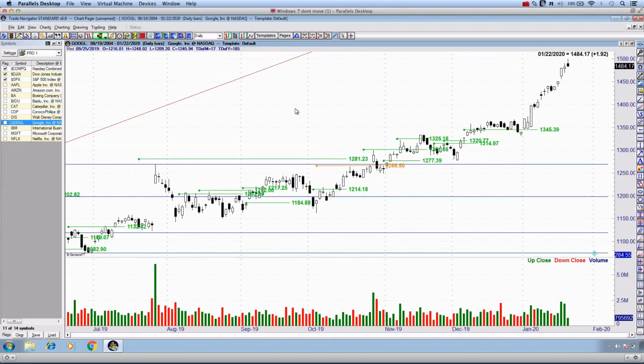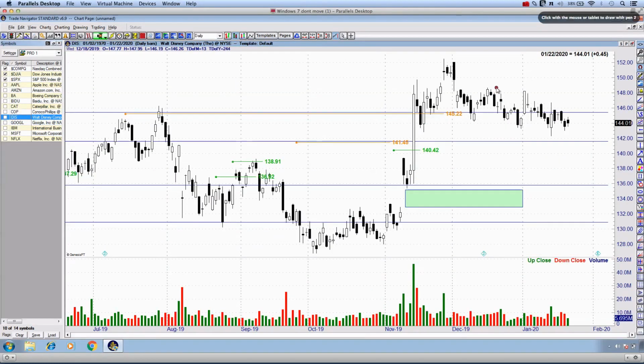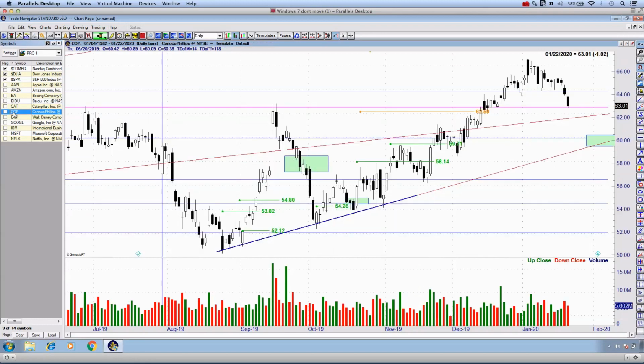So again, overwhelmingly, the majority of people are still net long. They're doing silly things. I'm trying to warn you not to be one of those people. Disney's correcting a little bit. It's doing a stealth correction, which is fine. Again, no market positions in this, no market positions in COP.